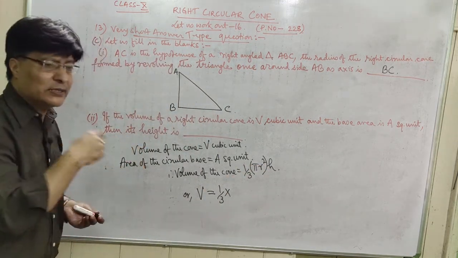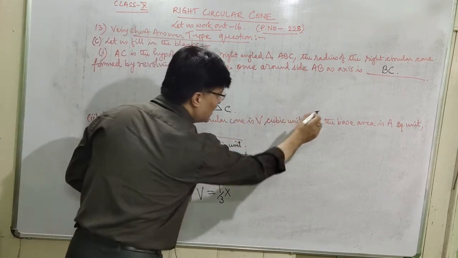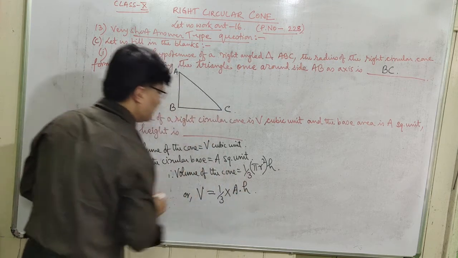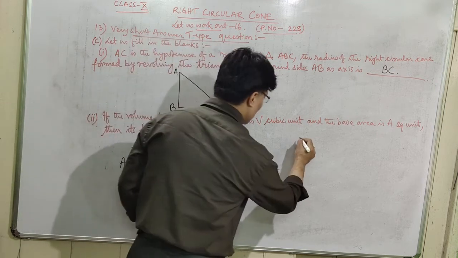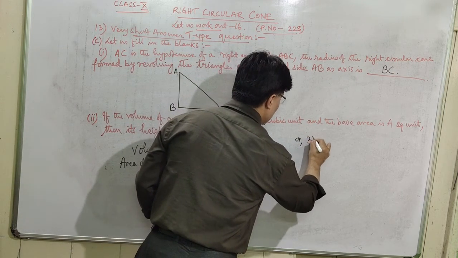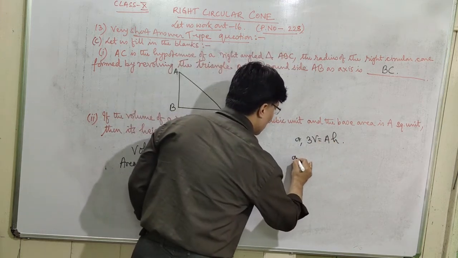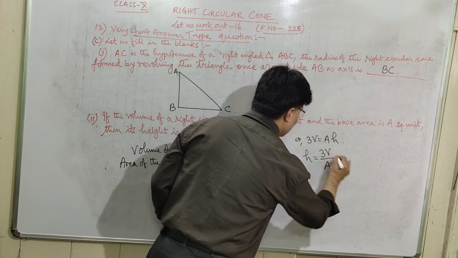This pi r square is the area of the circular base. What is the area of the base? It is A square unit into h. So from here you can calculate the value for h, or you can cross multiply it. 3V is equal to capital A into small h. What is the value for h here? h is equal to 3V divided by A.